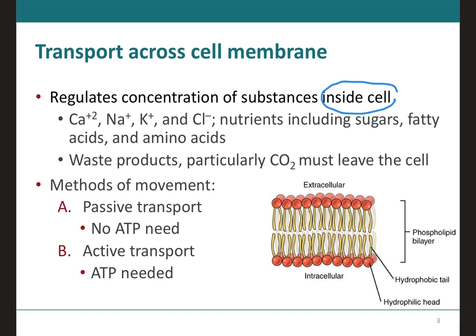These substances will include ions such as calcium, sodium, potassium, and chloride, and things like nutrients, which will include, for example, sugars, fatty acids, amino acids, and also some of the waste products, such as carbon dioxide, which must be able to leave the cell. So it will be able to control what stays inside and what stays outside.